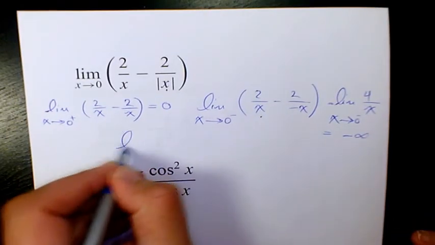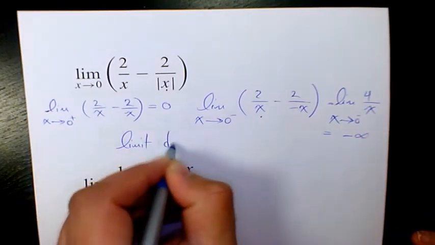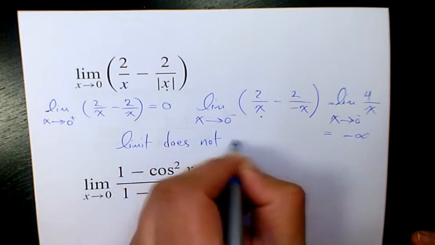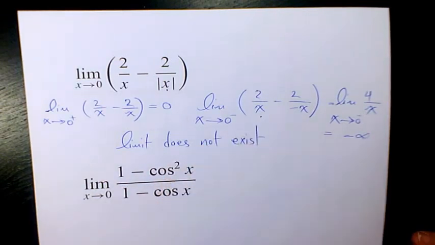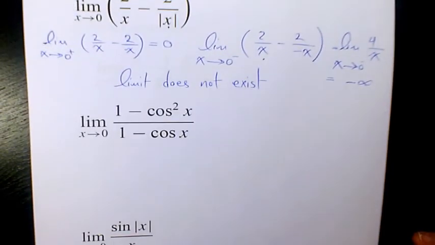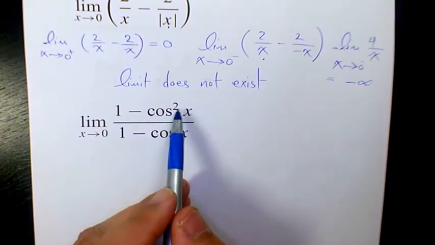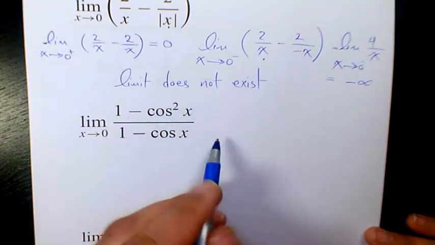So the limit does not exist in this example. Next one, the limit of 1 minus cosine squared x divided by 1 minus cosine x when x approaches 0.